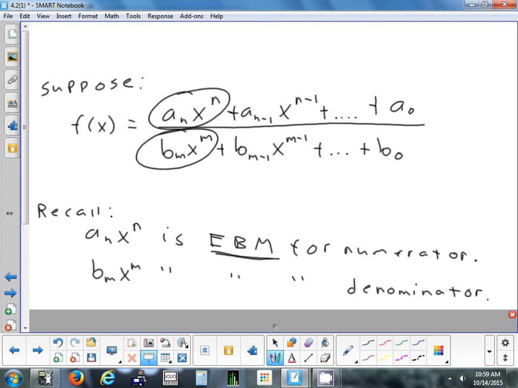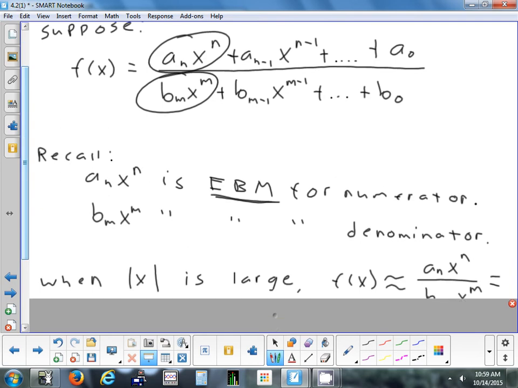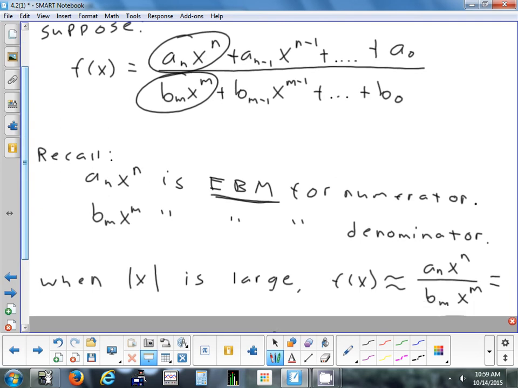So the first term here is an end behavior model for the denominator. The first term in the top, that's the end behavior model for the numerator. Well, if we want an end behavior model for the entire rational function, all we've got to do is take the end behavior model of the top and divide it by the end behavior model for the bottom. And now we have an end behavior model for our rational function.